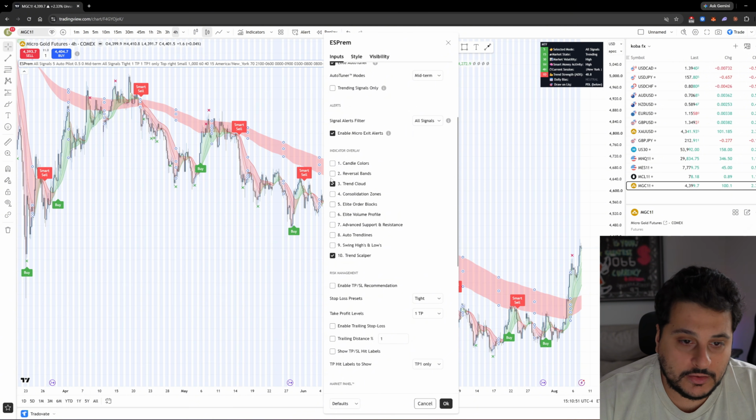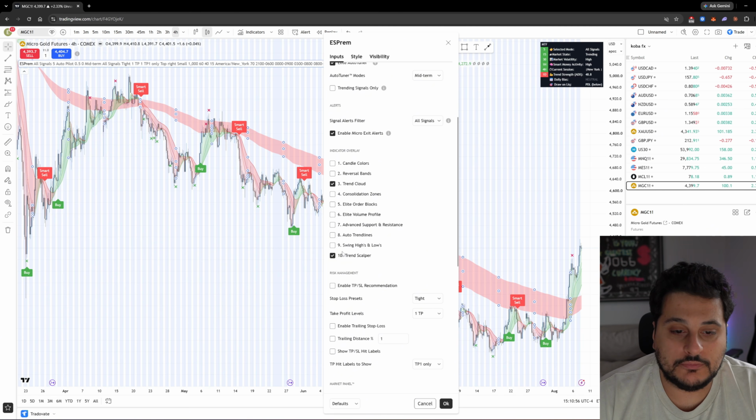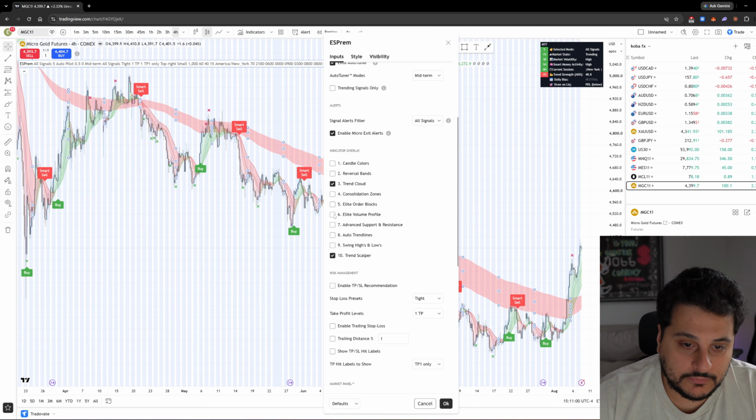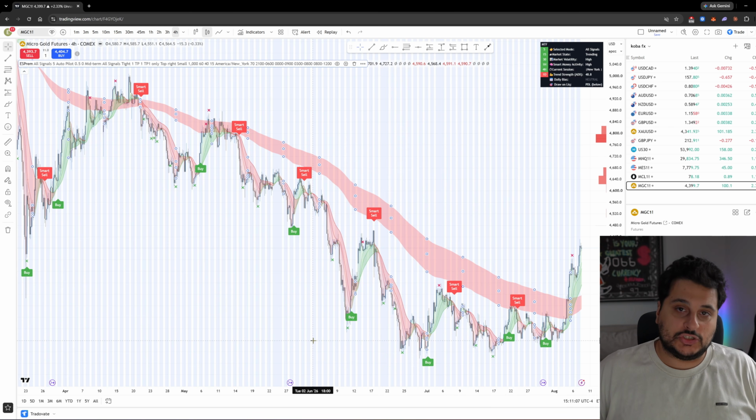Next, we're going to go down here and enable the trend cloud as well as the trend scalper. Very simple. Next, you don't have to, but you can do the elite volume profile as well, right over here. This is where the strategy gets extremely simple, guys.